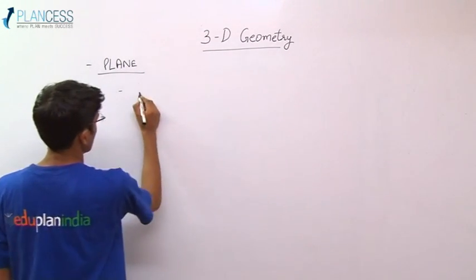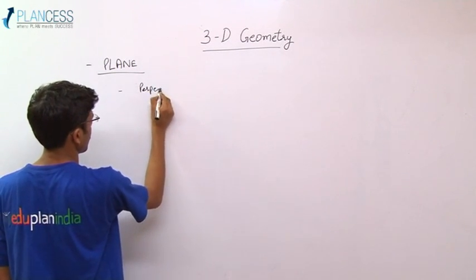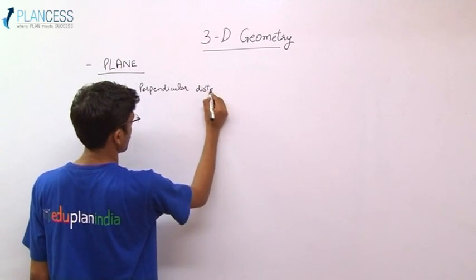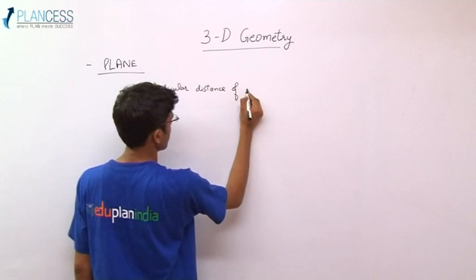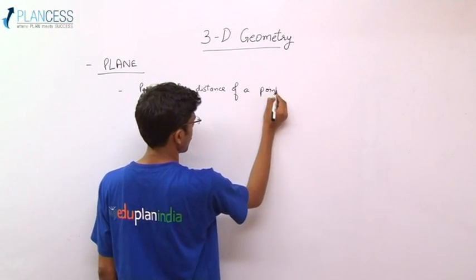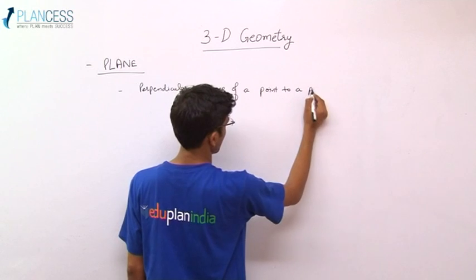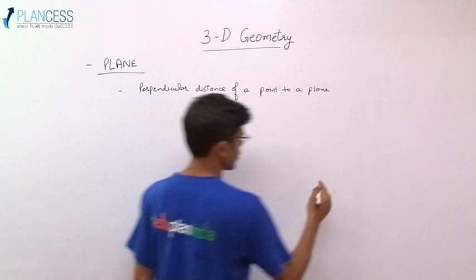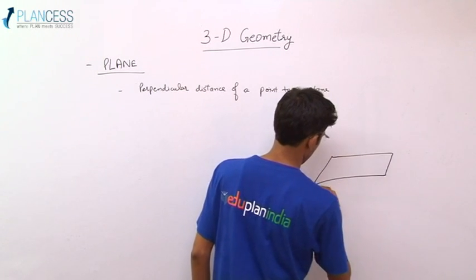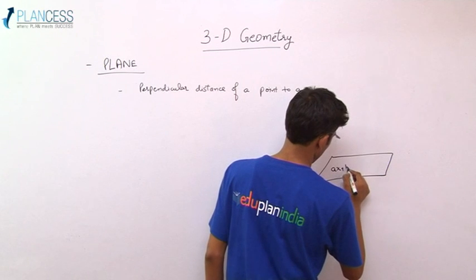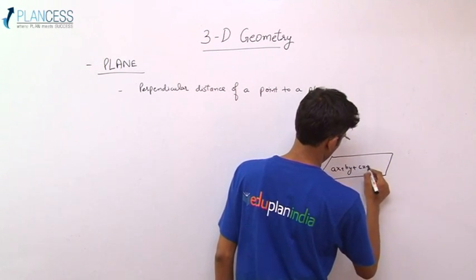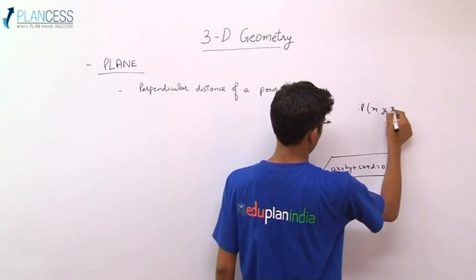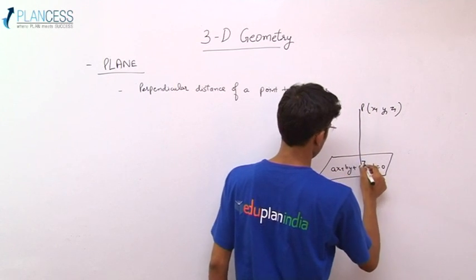And the topic is perpendicular distance of a point to a plane. So we have to find the perpendicular distance from a point to a plane. So this is the plane ax plus by plus cz plus d equals to 0. This is point P, (x1, y1, z1). We have to find the perpendicular distance.